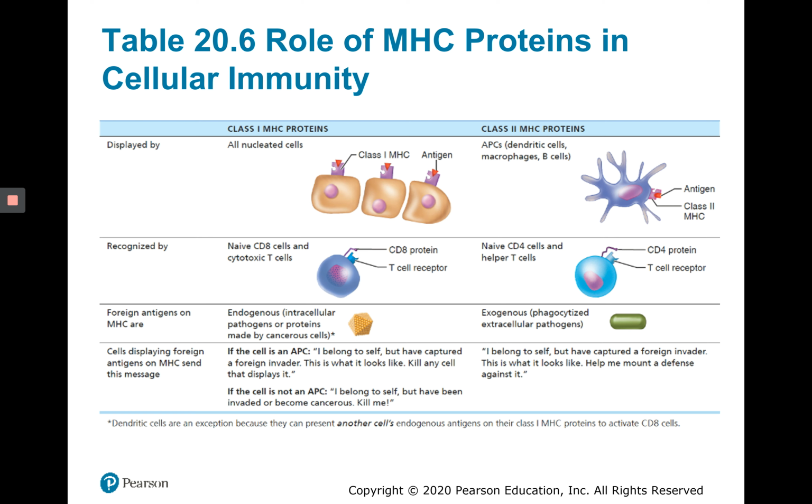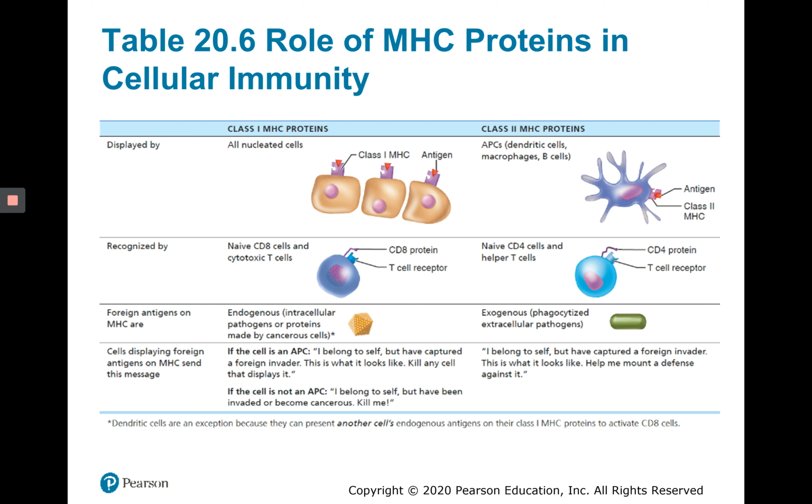So if we look at the role of MHC protein in cellular immunity, we can see that the class 1 MHC proteins are displayed by all nucleated cells, including the antigen-presenting cells, but class 2 MHC proteins are only located on dendritic cells, macrophages, and B cells, which are the antigen-presenting cells. The MHC proteins are essentially a protein chair, which would hold a self or non-self antigen.